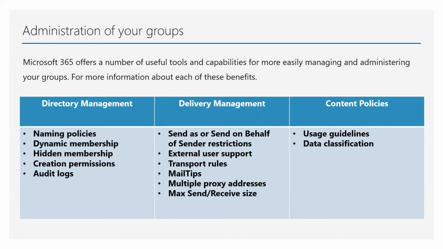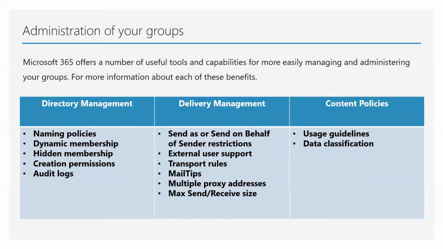Dynamic membership, of course, you can create, which we already discussed. Asterisk, you need that license. Hidden membership: if you have a reason and you want membership of your group to be confidential, you can hide the membership from outside parties. So that is something you can manage. Creation permissions, who can create it, and even audit logs. So if you are allowing creation of groups to anyone in your organization, but you want to audit how these groups are being created and by whom, you can absolutely do those. Delivery management: features like send on behalf or send as, allowing specified users to send emails.